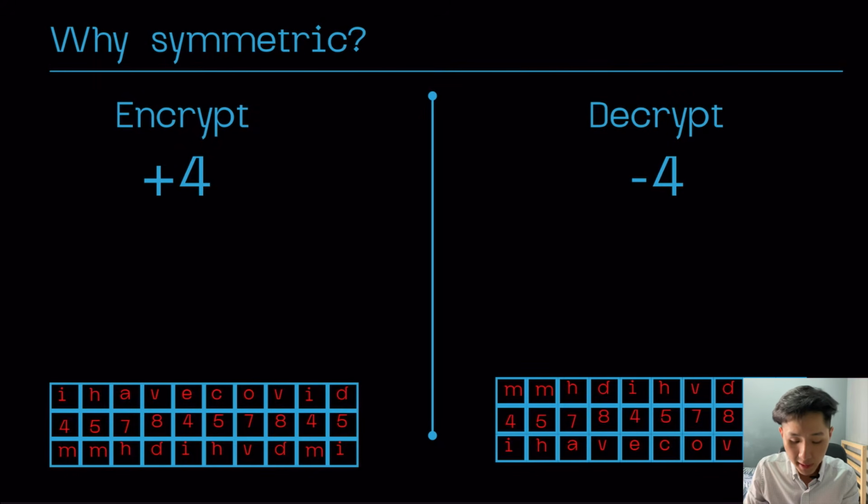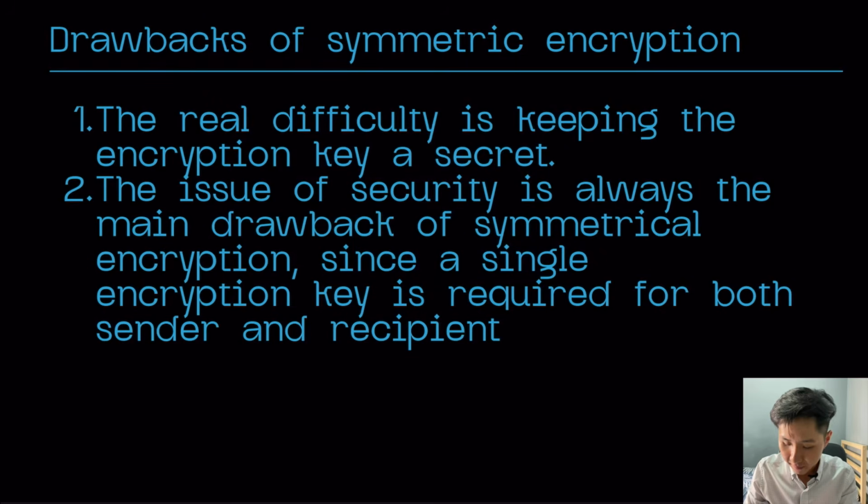Alright, so why symmetric? The reason this algorithm is called symmetric encryption is because to convert the plain text to the ciphertext, we can just increase our steps in the alphabetical order, and to decrypt it back to plain text, we can use the same value to move back to our plain text. Alright, so that's the symmetrical part of the algorithm.